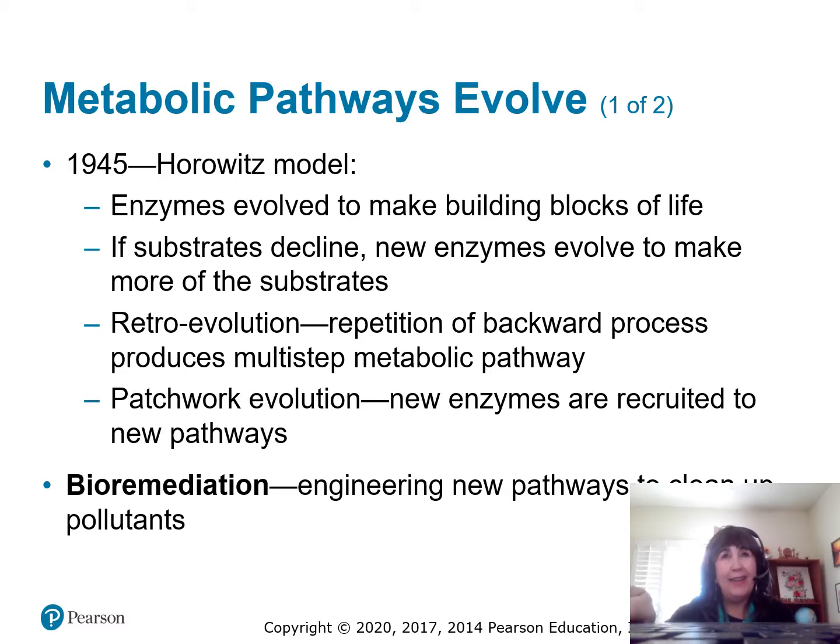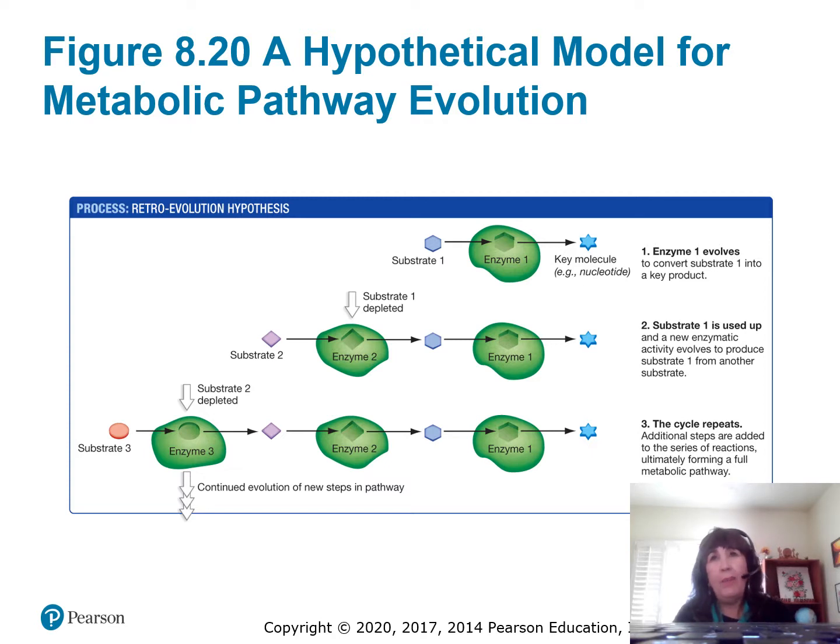So what is it that I'm saying? Notice at the very top in step 1, you see one enzyme that controls one substrate and one product. But what happens if there's not enough of substrate 1? Then you have to produce substrate 1. To produce it, it takes another reaction. So now you're working backwards to actually produce substrate 1 from substrate 2. Now you need more substrate 2. So another enzyme evolves to produce more substrate 2 from substrate 3. And this is called retroevolution. This is how scientists believe metabolic pathways evolved. And this will be the end of chapter 8.